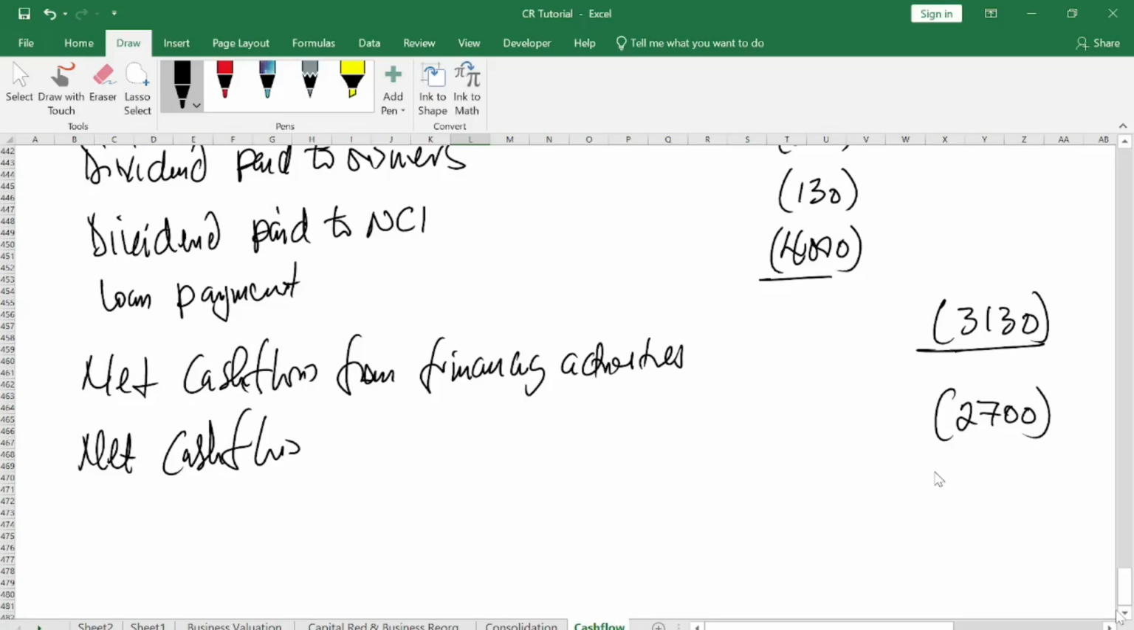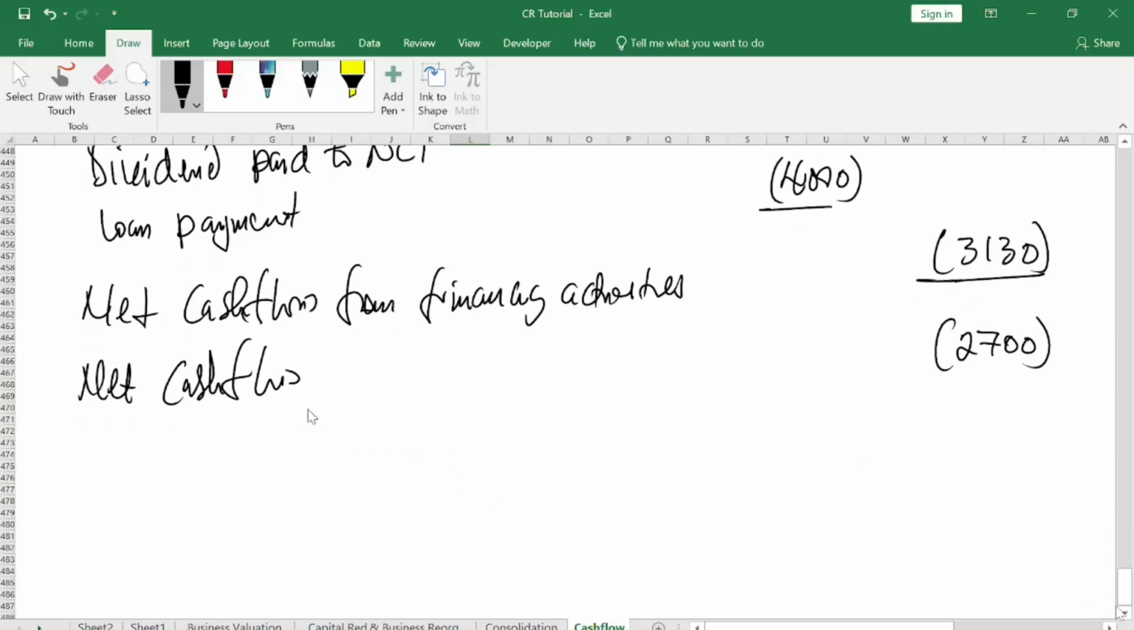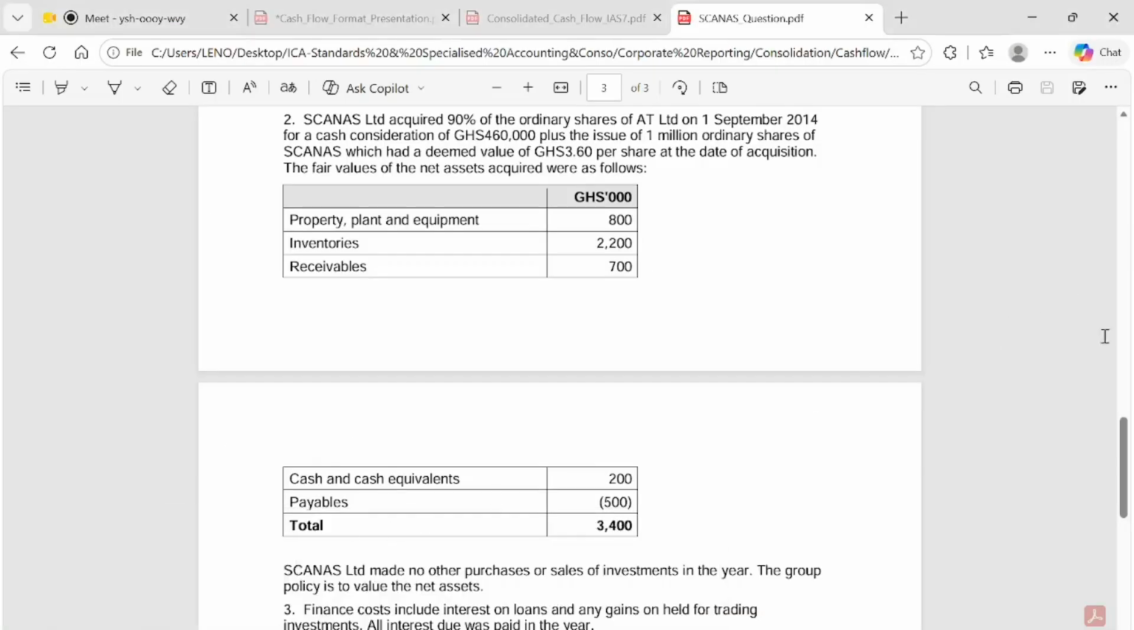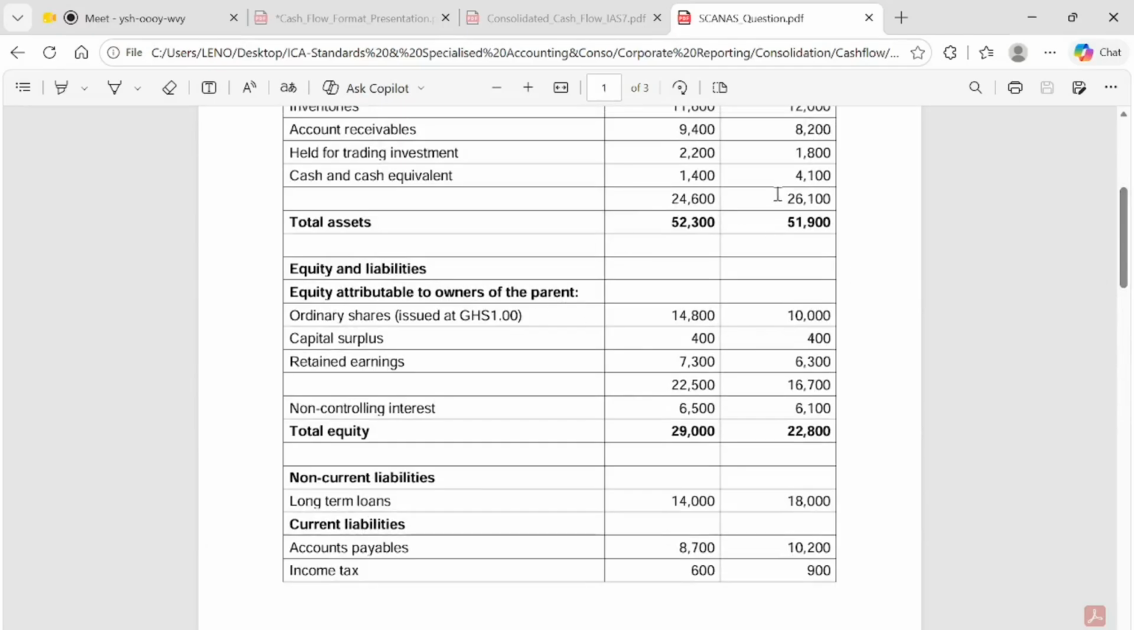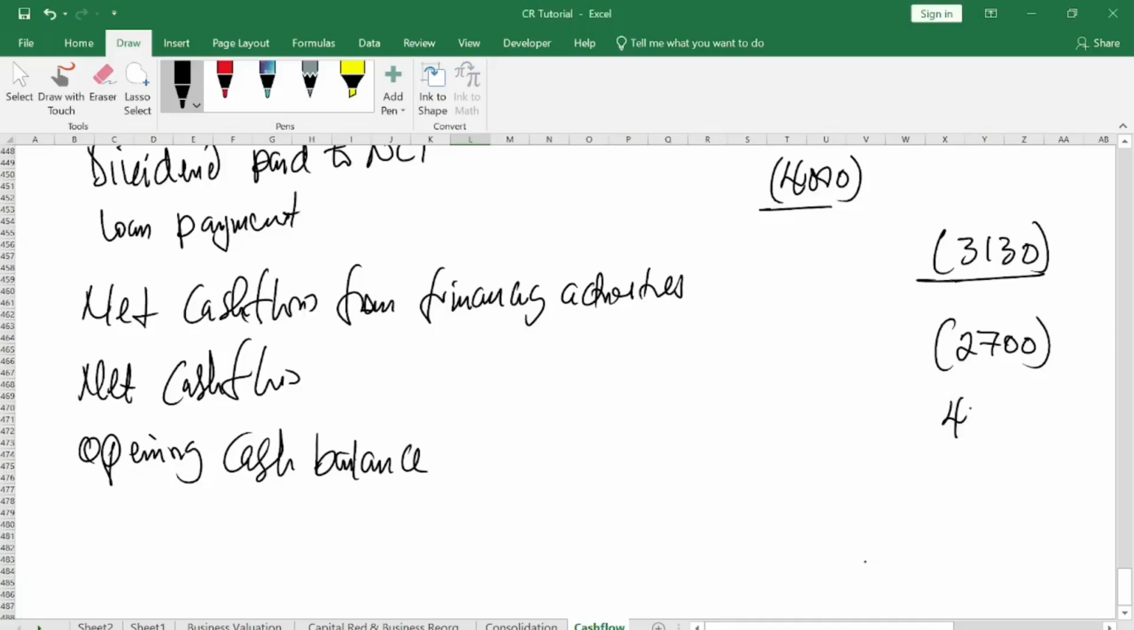Yes, sir. Good. So let us do small exercises. When you get to this point, then you see the opening cash balance. How much is your opening cash balance? Go to the statement of financial position. Go to the cash and cash equivalent. What can you see there? 4,100 opening cash balance. So you add the 4,100 to this. What do you have? 1,400. So this is 1,400.